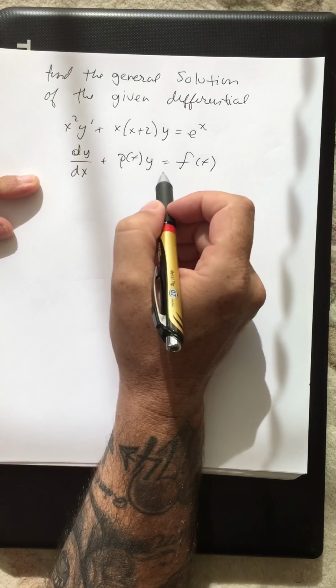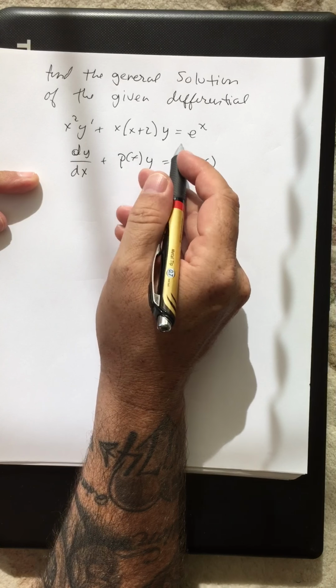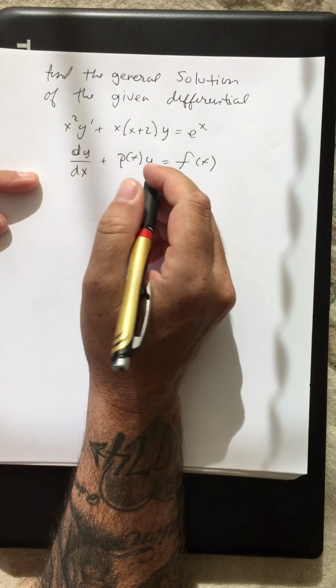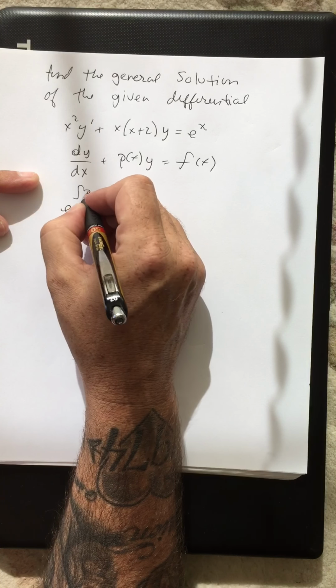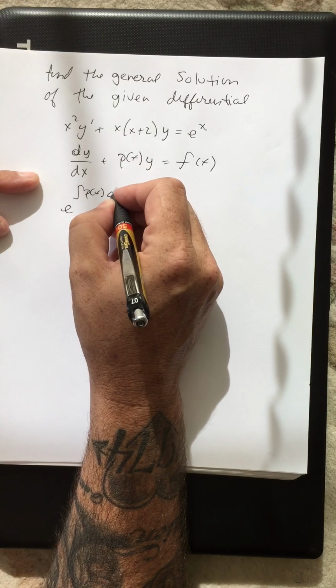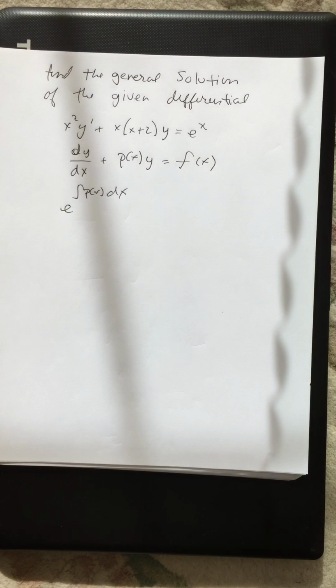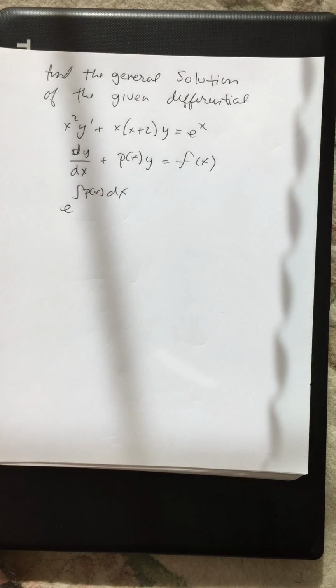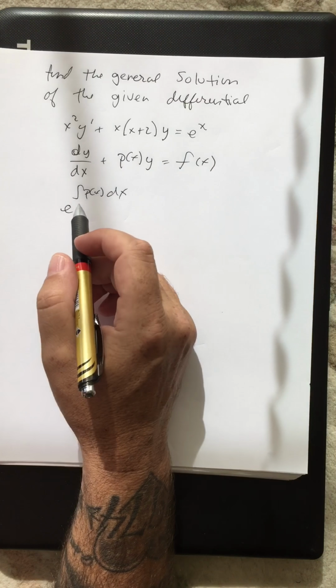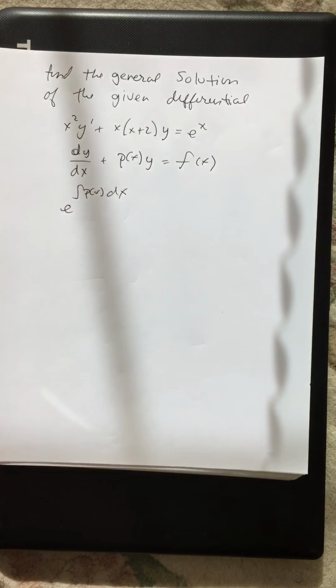If you get it into this form, which we're going to do, then you can create an integrating factor that will be equal to e raised to the integral of p of x dx. Then if you multiply everything on the left and right by this formula, you'll have a separable equation that you can solve. Okay? So, let's do that.